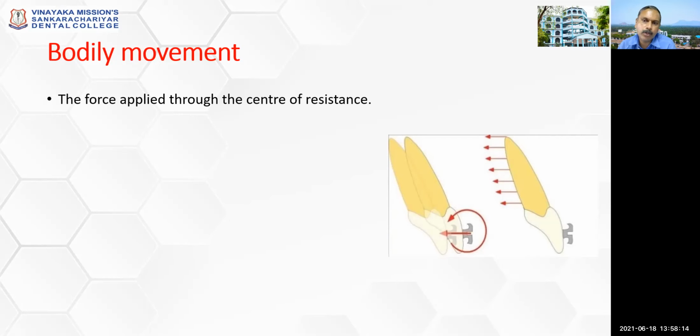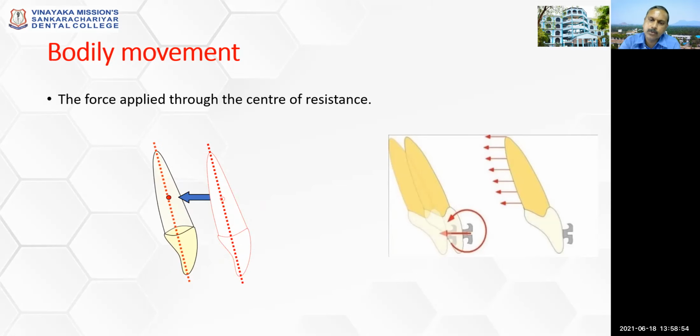So the bodily movement, what you see here, can be achieved by the displacement of the object. Object here is the tooth. The displacement is from one place, the tooth is moving to another place. First the crown, then the root simultaneously. That is how you get a bodily movement. So it passes through the center of resistance. Animation. It shows that the arrow mark shows that the movement is through the center of resistance and application of force. See, the tooth is moving bodily.